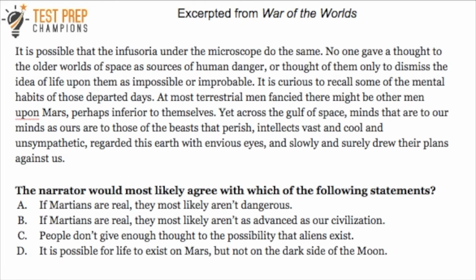The narrator would most likely agree with which of the following statements? A. If the Martians are real, they most likely aren't dangerous. B. If Martians are real, they most likely aren't as advanced as our civilization. C. People don't give enough thought to the possibility that aliens exist. D. It is possible for life to exist on Mars, but not on the dark side of the moon. So now's your chance if you'd like to pause the video. Try to figure this out as always, and whenever you're ready, we'll go over the answer.